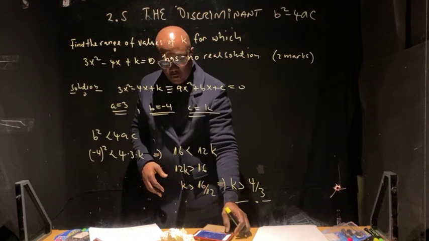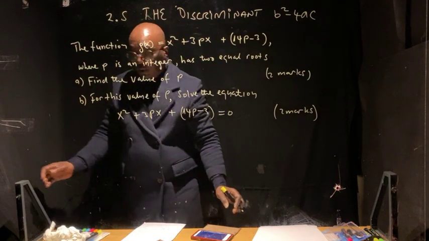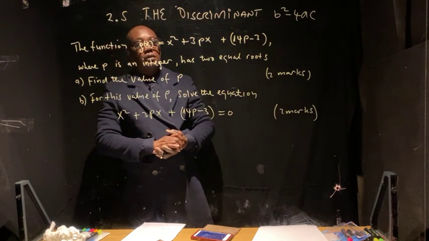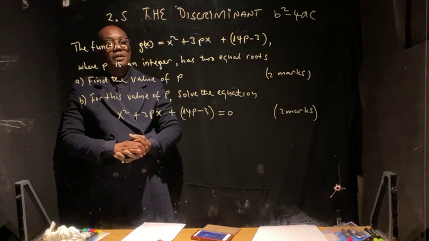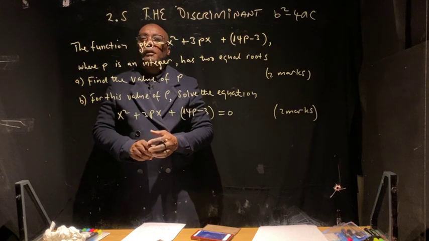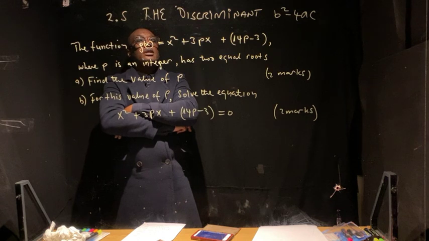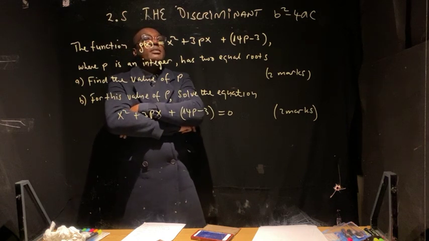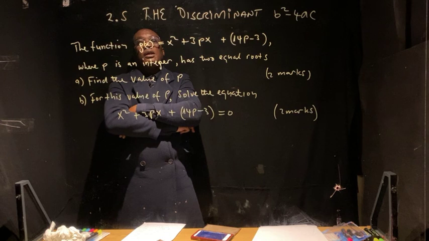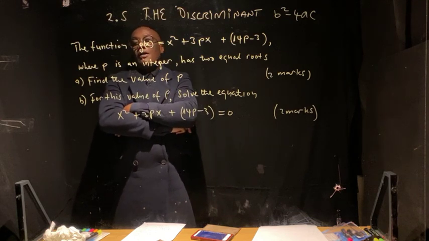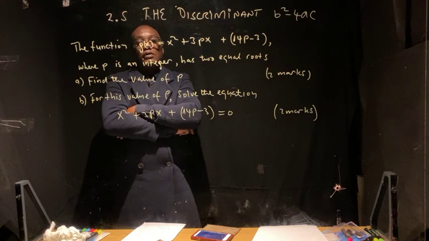Then we'll consider another question. This is also a past exam question. It says that the function g of x is equal to x squared plus 3px plus (14p minus 3), where p is an integer and has 2 equal roots. First, find the value of p, which carries 2 marks. And the second part, for this value of p, solve the equation.